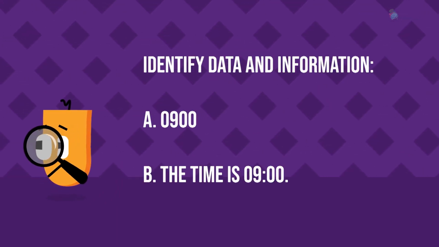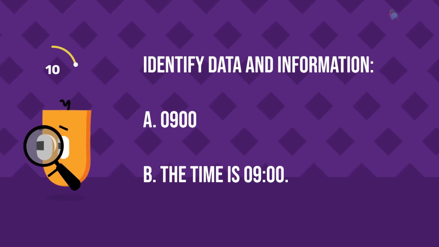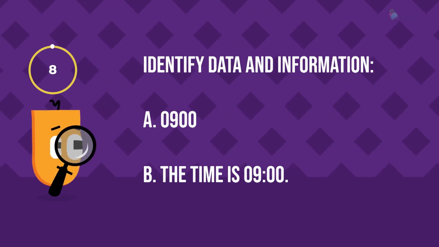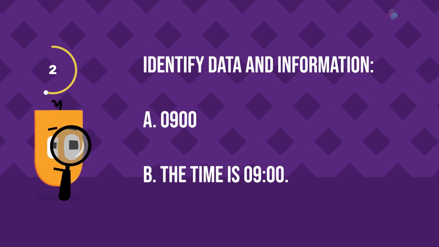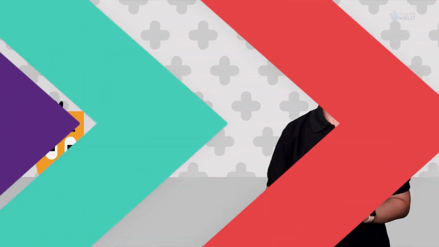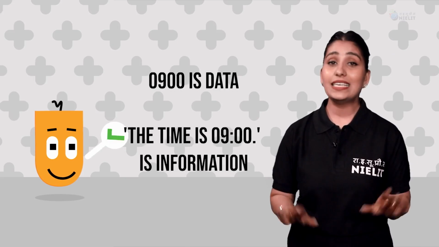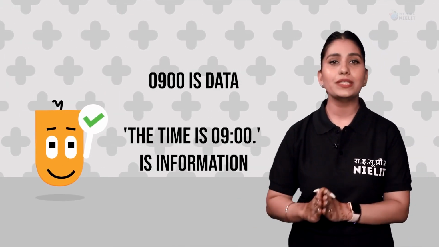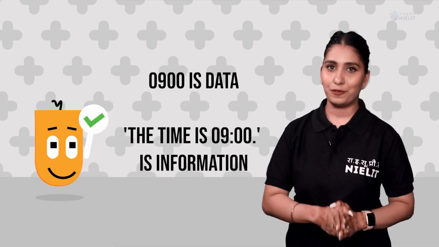There are now two sets of characters on your screen. Tell me which one of them do you think is data and which is information? If you think 0900 is data, you are correct. These numbers have no meaning when they are on their own. But when we add context to it, it becomes meaningful.